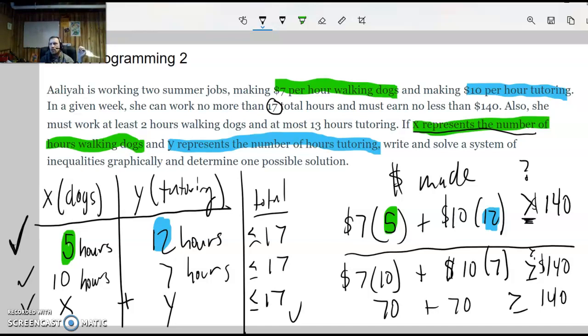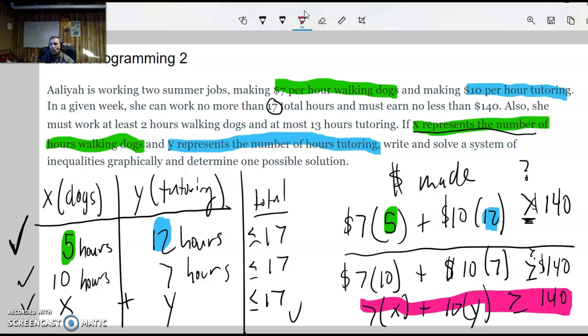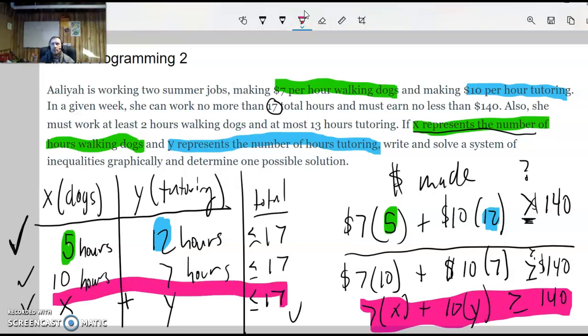Then what do I plug in here? So instead of 10, I'm going to plug in what? And instead of 7, what am I going to plug in? So it's $7 times X plus $10 times Y, and that has to be greater than or equal to 140. So here I have two really awesome equations, or inequalities, that I've created. There's one, and here's another.